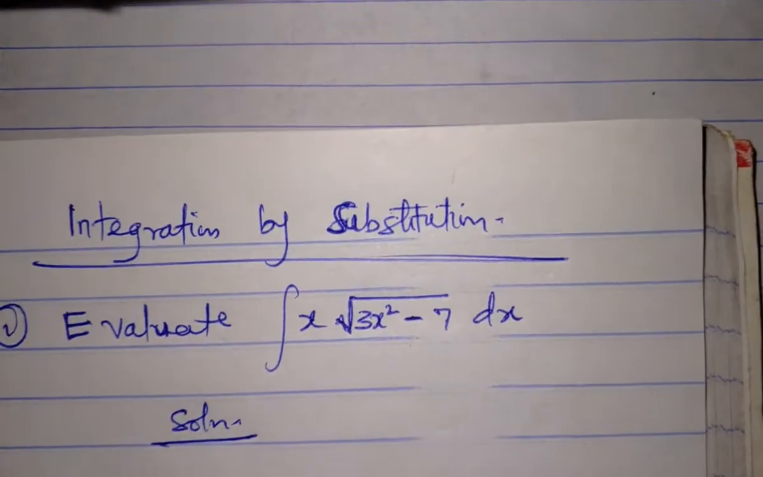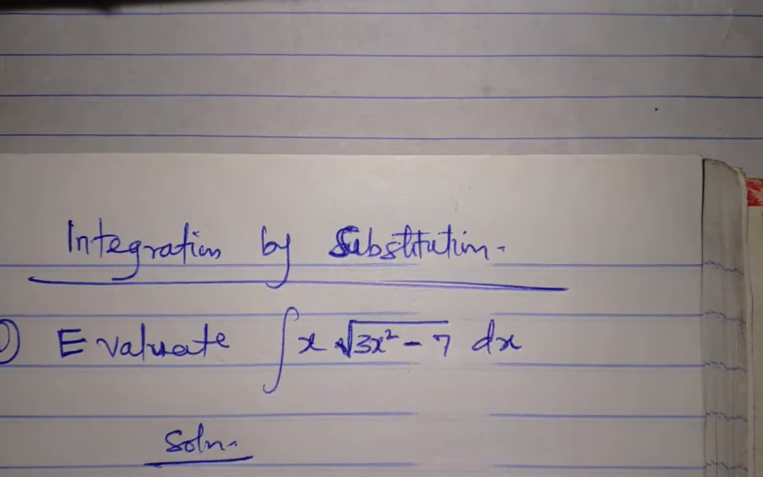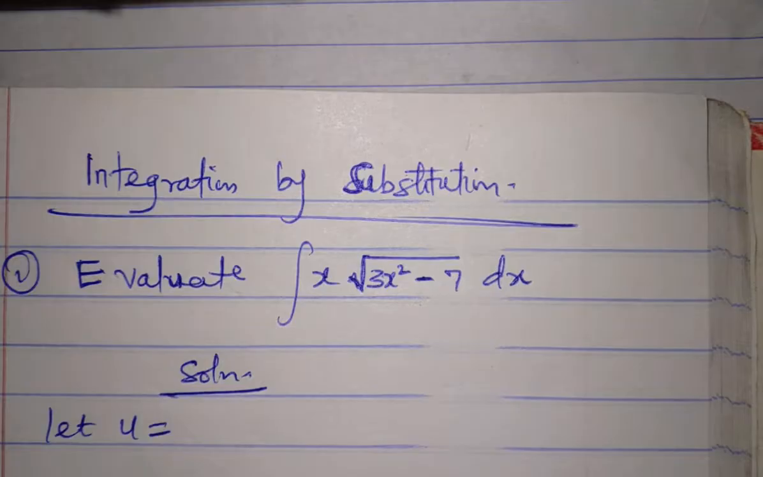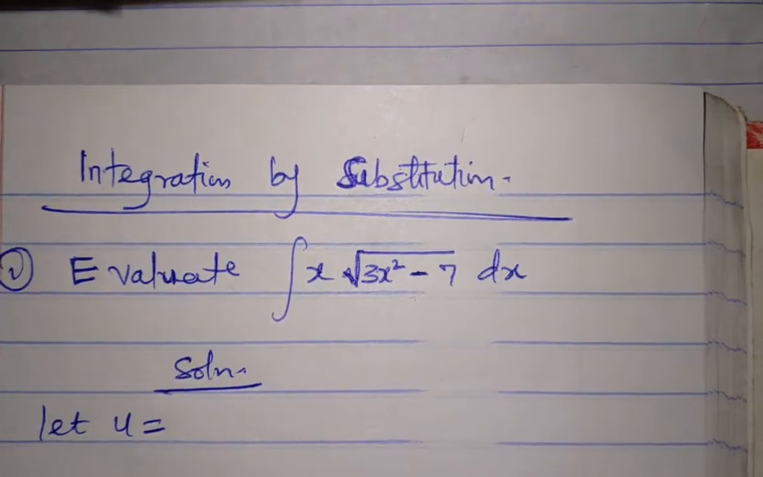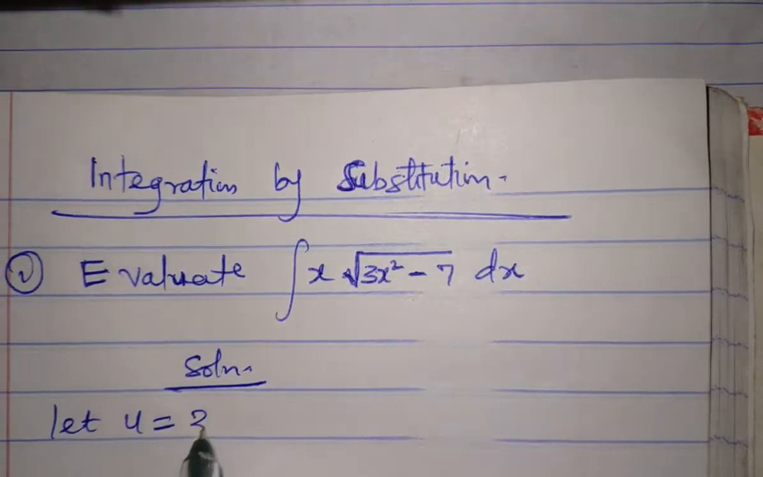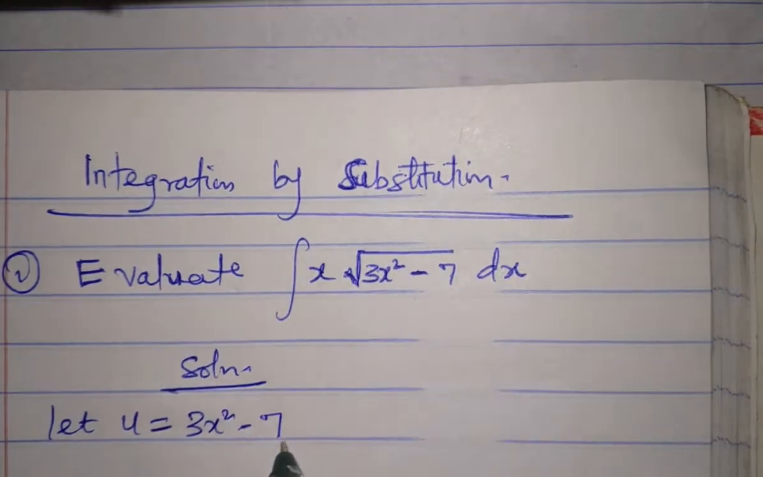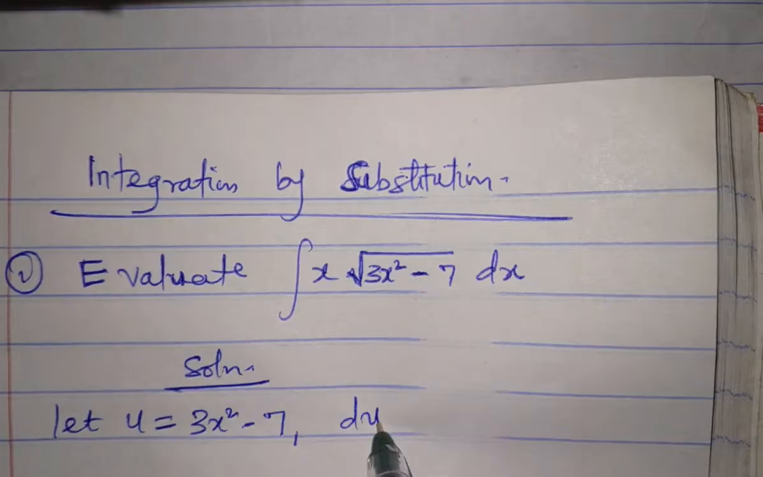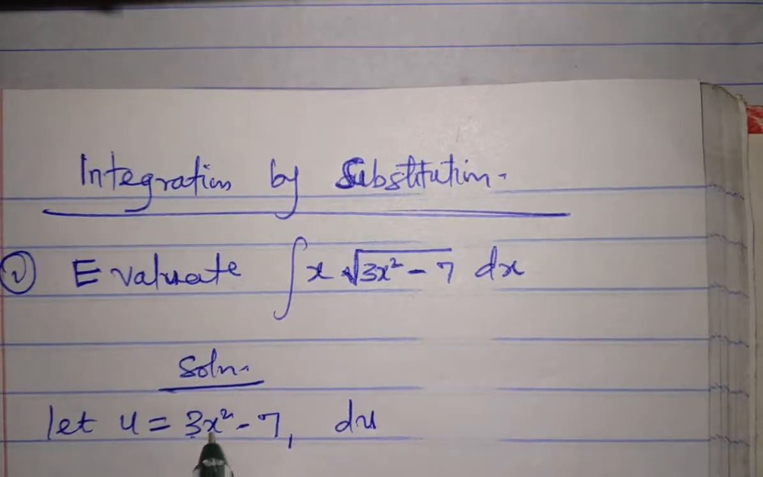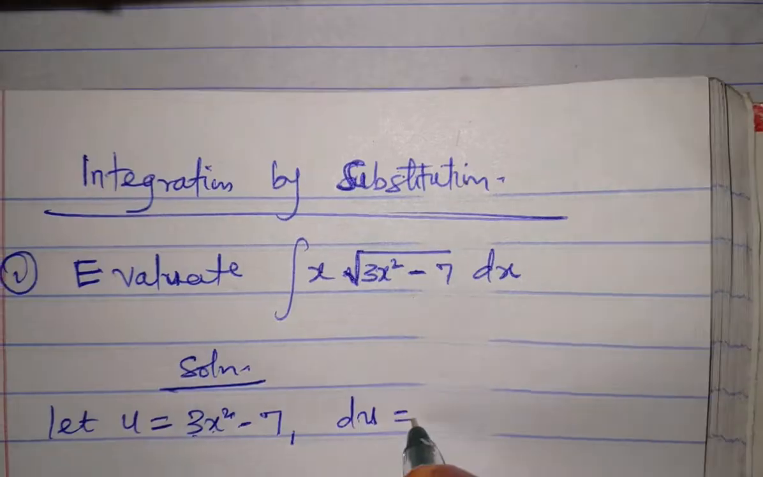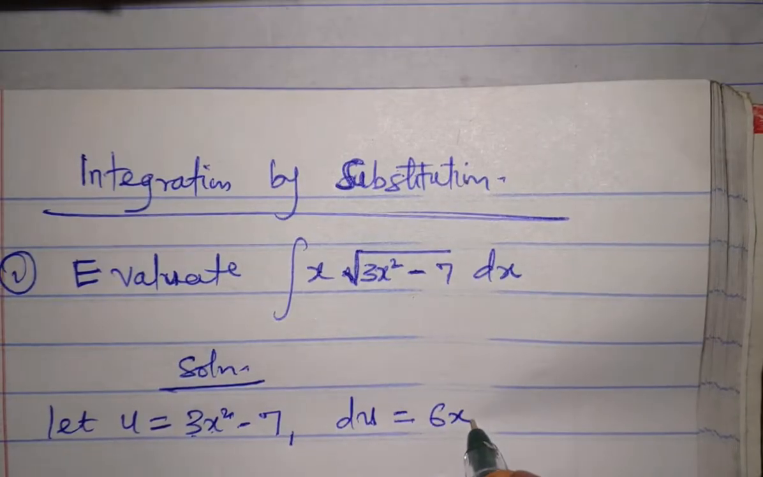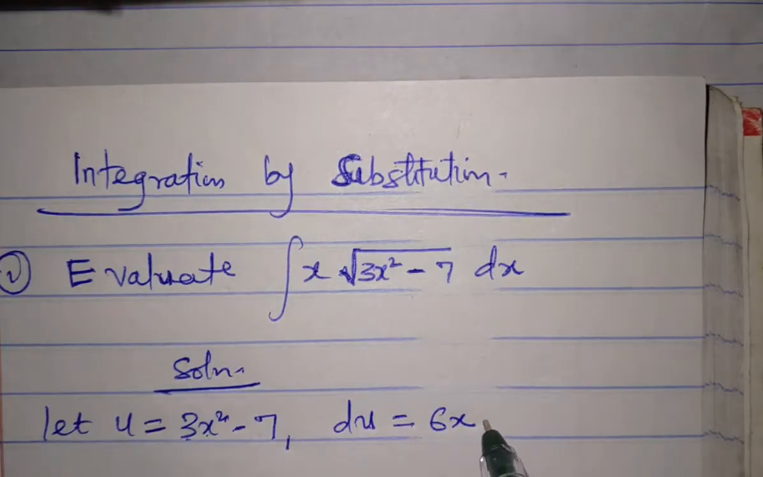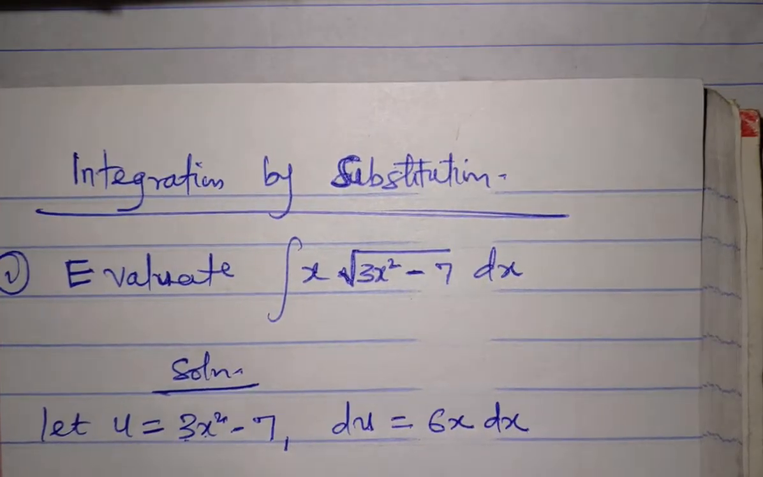I will make a u substitution. I will say let u be equal to what is inside that square root, 3x squared minus 7. So if I differentiate u with respect to x, du is equal to differentiate 3x squared to get 6x. Differentiate minus 7 to get 0. So du is equal to 6x dx.